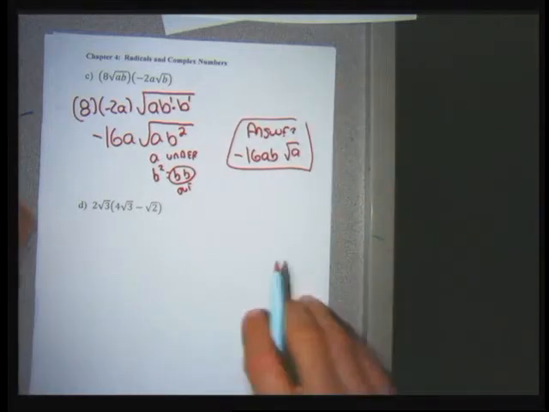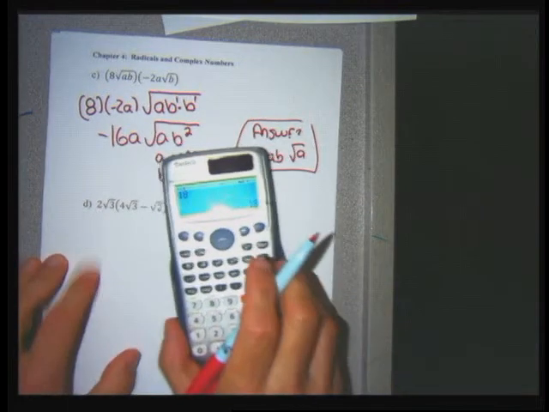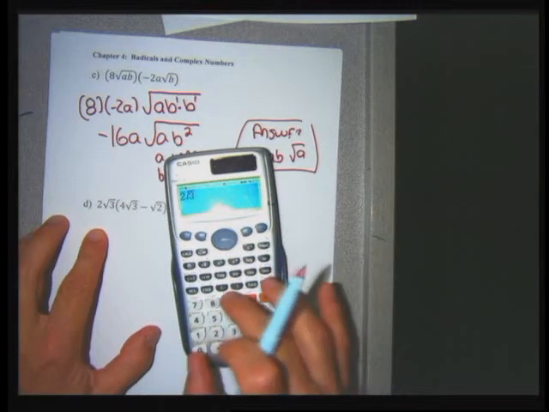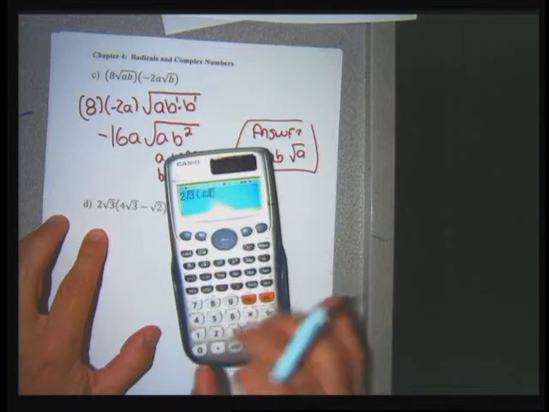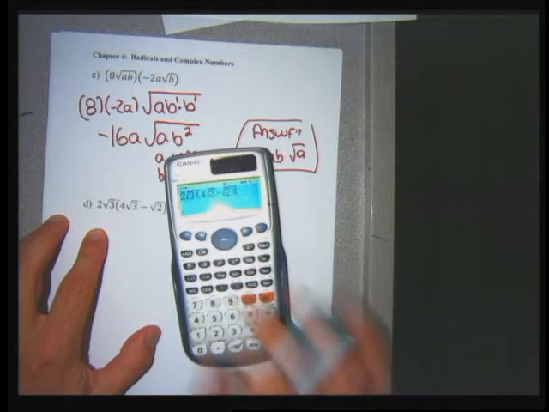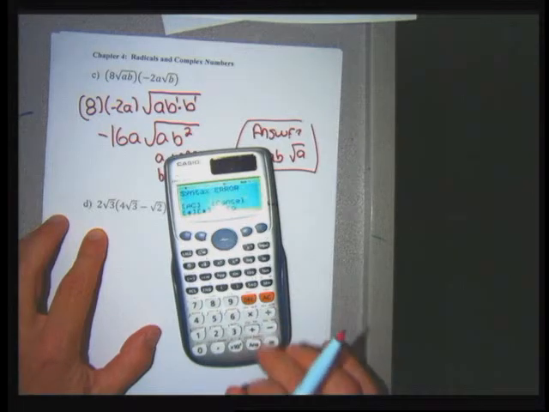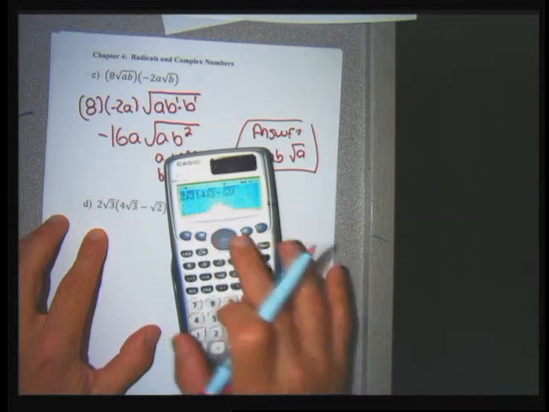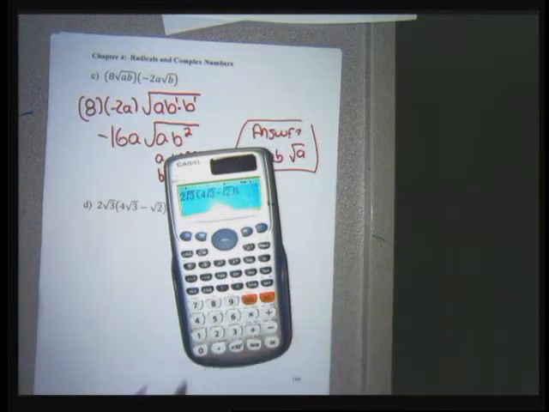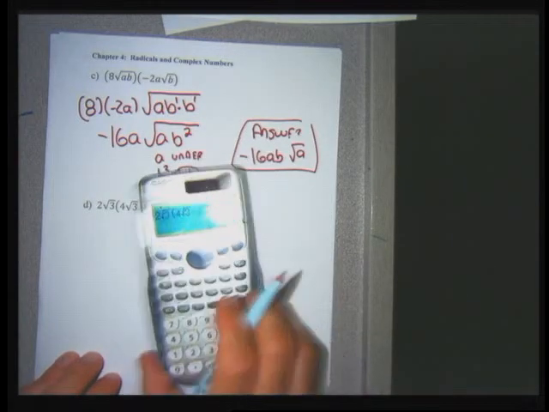D, my calculator will do. So D is 2 square root of 3 times the quantity 4 square root of 3 minus square root of 2. And I get error. I don't know what I did wrong. I have the parentheses in the wrong place. I needed to get the parentheses outside that radical. And my answer is going to be 24 minus 2 square root of 6, if you can actually read that.